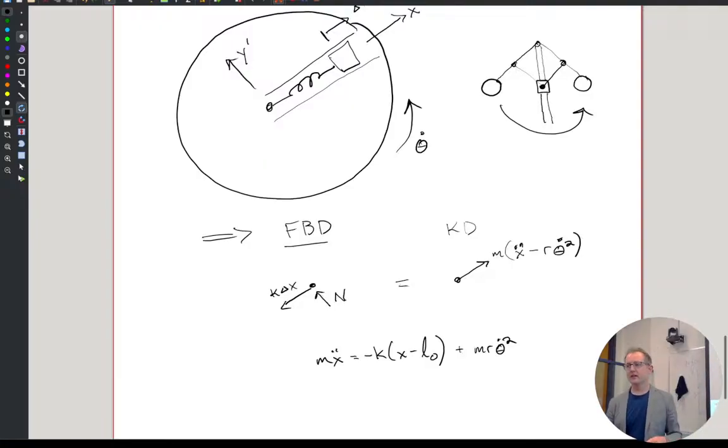I don't understand. Why are we combining m x double dot and r theta dot? They're like two different coordinate systems. Why are we combining them? Oh, well, x in this case is r. Okay. So that's the same as r double dot minus r theta dot squared. Yep, like a given equation. Yeah, I could have written it as k delta r and then m r double dot. That would have been probably better.